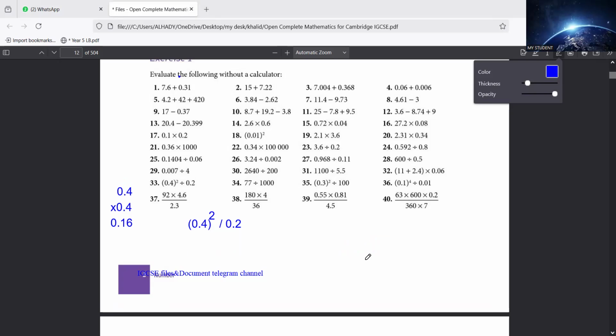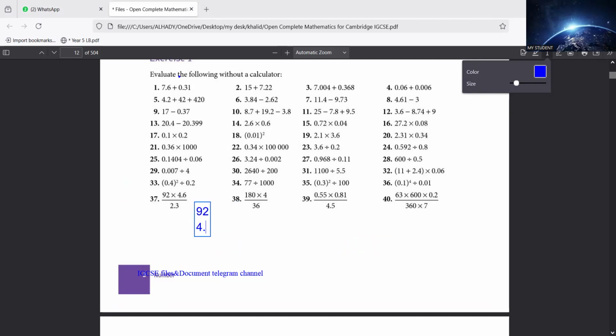And let's go to the last type of question, which is number 37, 38, 39, and 40. It's easy to deal with them. If you look, you have the top numbers multiplied, divided by the bottom number. So it's no problem at all. Do the first multiplication on top, and then after that, do division. Step number 1, do 92 multiplied by 4.6. Do it as normal multiplication, and we ignore the decimal point. 6 multiplied by 2 is 12, 2 and we carry over 1. And then 6 times 9 is equal to 54 plus the 1 is equal to 55.